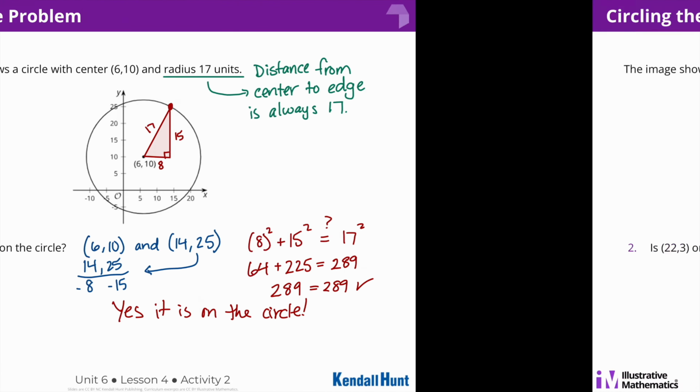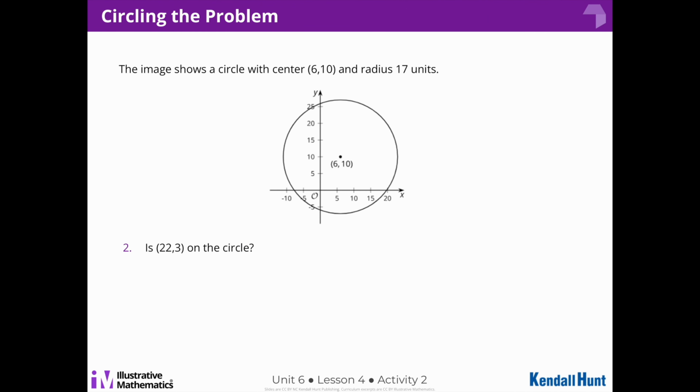That's going to bring us to our next one, which is another point to test on the same circle. We have the same center, the same distance, and a new point to test, 22 comma 3. I'm going to ask you to do the subtraction and the Pythagorean theorem portion yourself, to check and see: is 22 comma 3 on the circle?